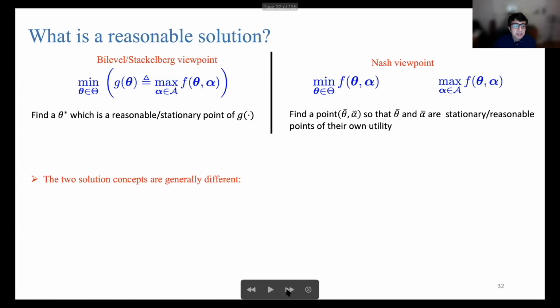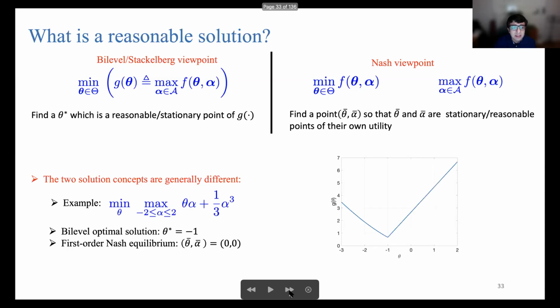These two general solution concepts are generally different. It's not hard to come up with examples. This is a very simple example. I know a lot of you know it, but just to clarify, these two concepts are in general different, depending on which viewpoint you look at. For example, in this optimization problem, if I have a bi-level viewpoint, I look at this g of theta, which is the max of this function. g of theta looks like this. So any reasonable stationary point that you may define with respect to theta is -1. So theta star seems to me the only reasonable point to define.